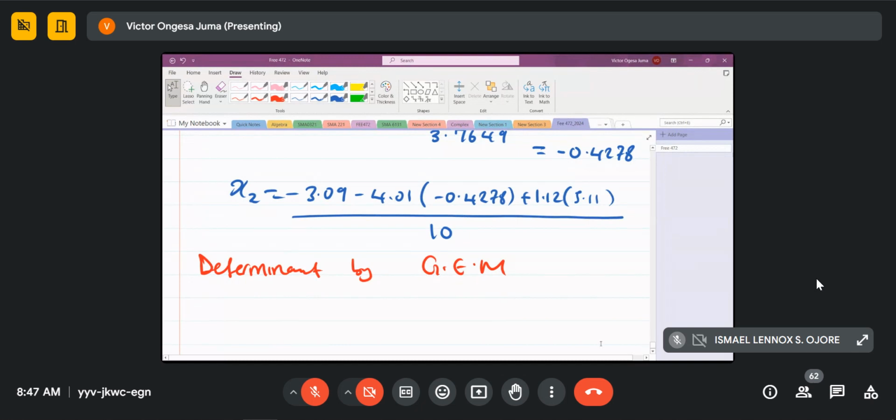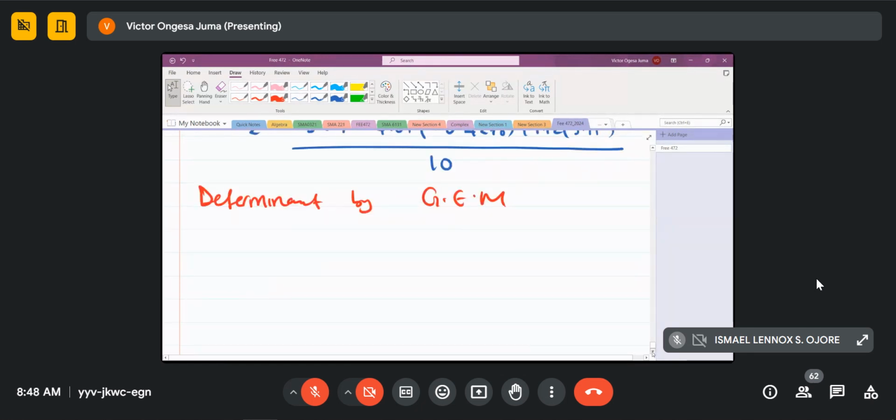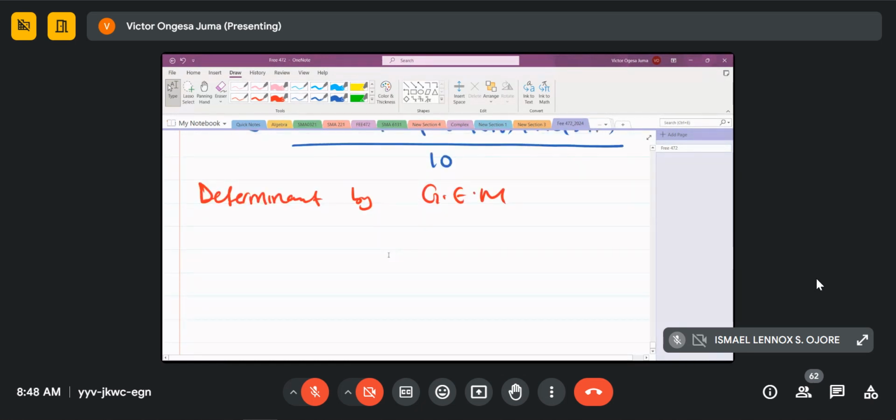So we go to one application of the Gaussian elimination method, which is finding the determinant of a matrix. And this method is so critical in finding the determinants of large systems. But before that, have you ever found the determinant of a 3 by 3 matrix anywhere? Or did you learn somewhere how to find determinants of matrices? Which method did you use?